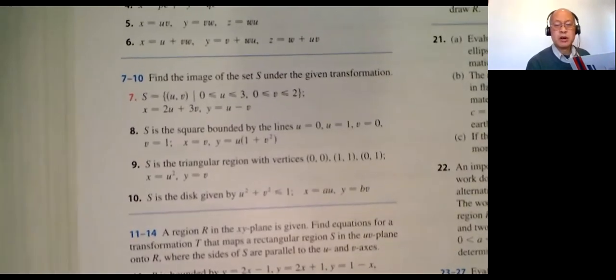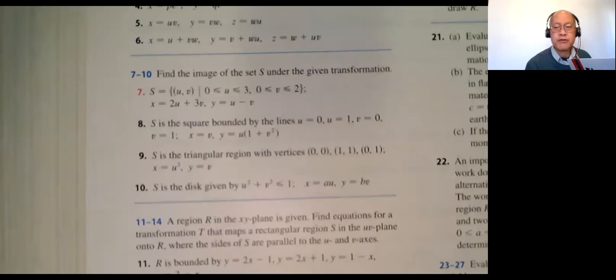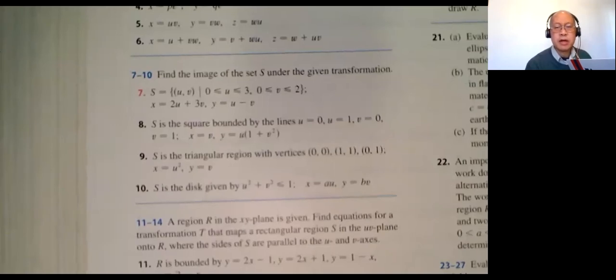All right, so here you're in the UV plane. U is going from 0 to 3, V is going from 0 to 2. What happens in the XY plane? X is 2U plus 3V, Y is U minus V. Now it could go the other way also. In other words, you could start off in the XY plane and be given a transformation in the UV plane. So you have to be ready to go both ways, whatever they give me.